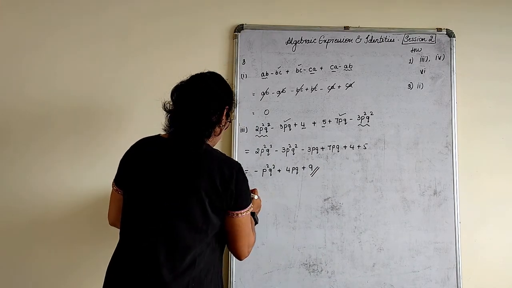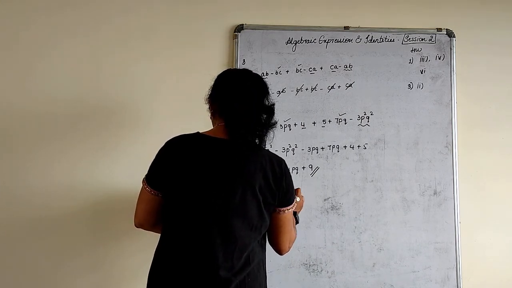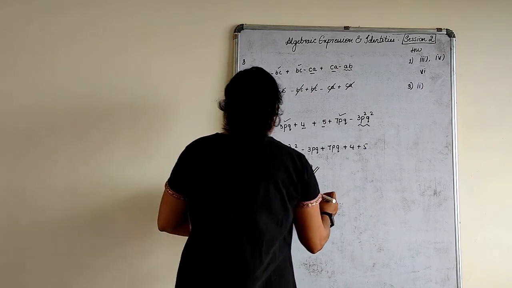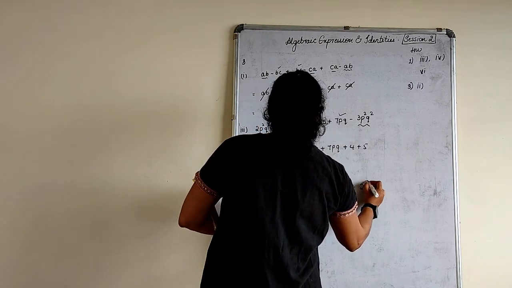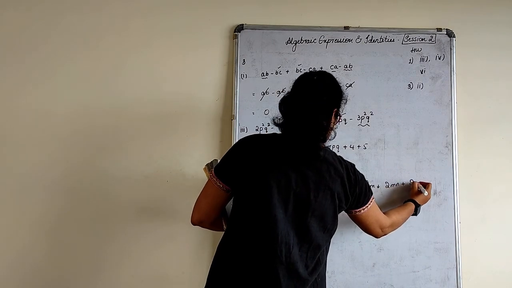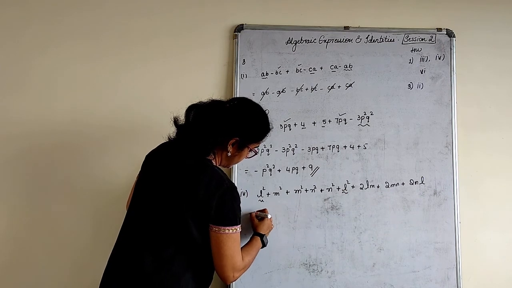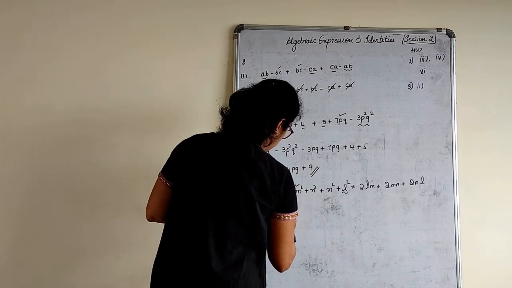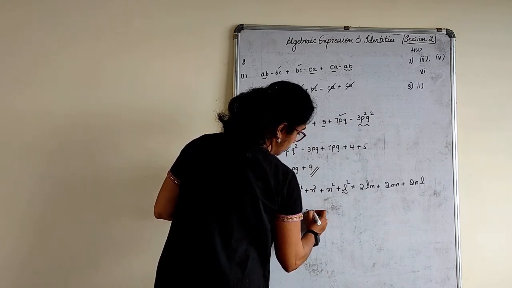And the last, the fourth one: l² plus m² plus n² plus n² plus n² plus l² plus 2lm plus 2mn plus 2nl. L² and l² give 2l², m², then 2m² plus 2n².